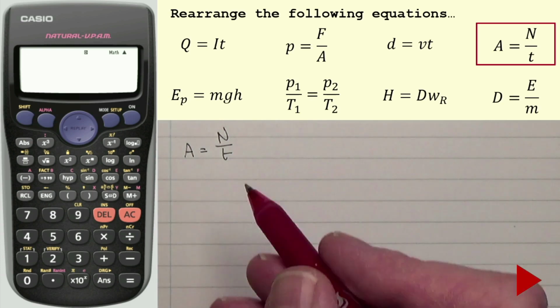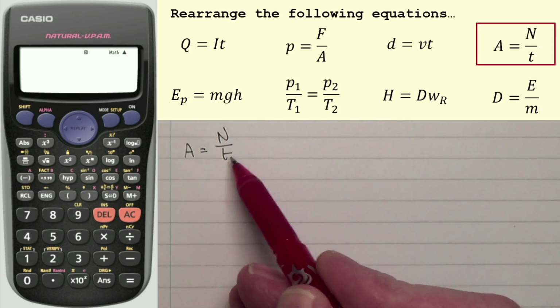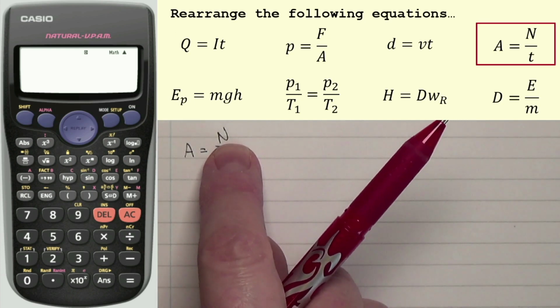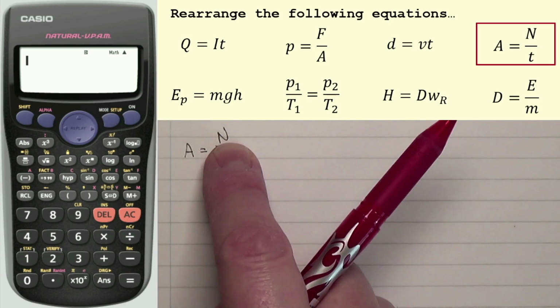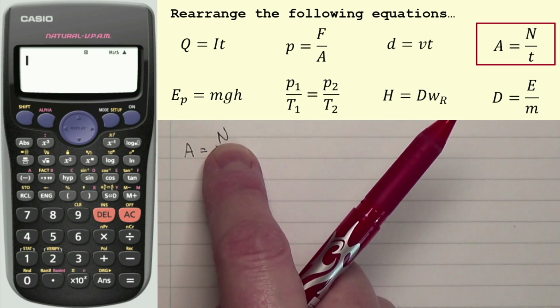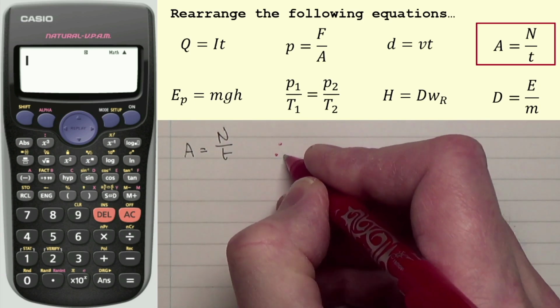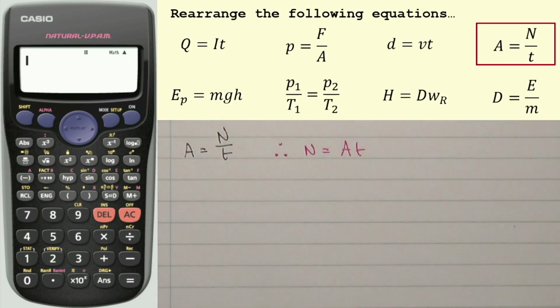So to make n the subject, first of all, at the moment n is being divided by t, so I need to do the opposite of division. I need to multiply that right hand side by t to have just n on its own. And that of course means that I need to multiply the left hand side by t as well. So that gives me n is equal to a times t.